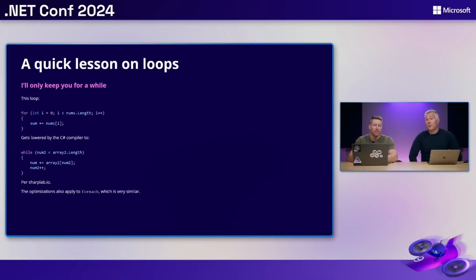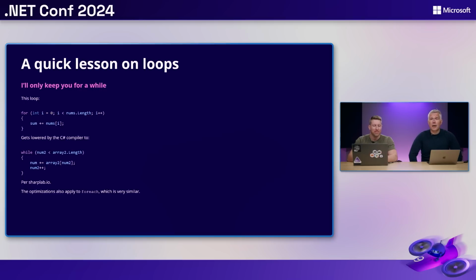Everything I'm going to talk about is about for loops, which are obviously very, very common. But there's this website called sharplab.io, which I like. It's amazing. I think every .NET developer should spend at least a little bit of time there. I know our team spends a ton of time there.